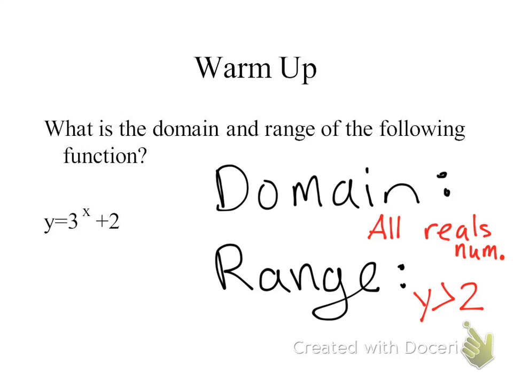In all the exponential functions we looked at yesterday, the x-axis was our asymptote, but when you add 2 to the end, it bumps everything, including your asymptote, up 2. So now the graph will get closer and closer to the line y equals 2, but it'll never touch it. So your y values are all going to be greater than 2. Good. Any questions on domain and range from yesterday?